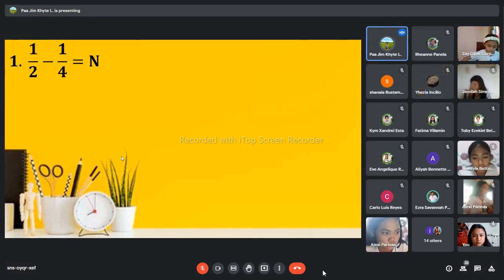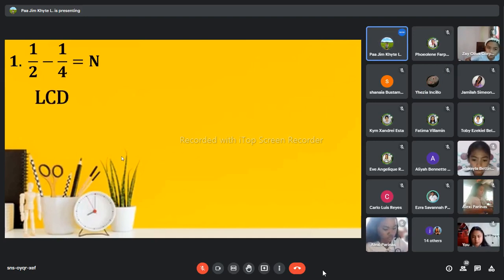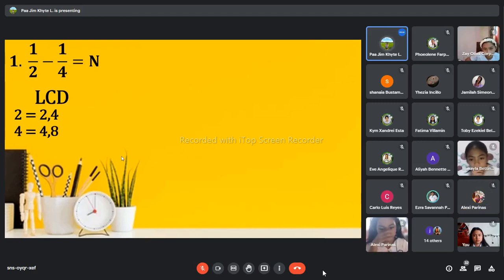So in subtracting dissimilar fractions, the first step that we need to do is get the LCD of the denominators through their common multiples. The multiples of 2 are 2, 4, and so on. The multiples of 4 are 4, 8, and so on. As we can see, the common multiple of 2 and 4 is 4, which means the least common denominator of 2 and 4 is 4. So let's compute it.